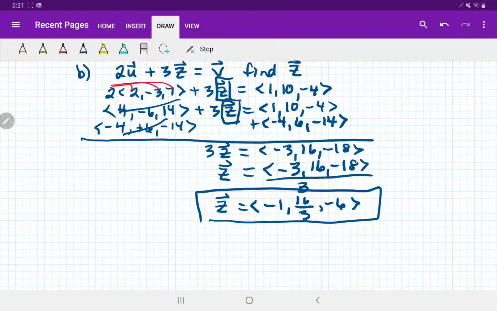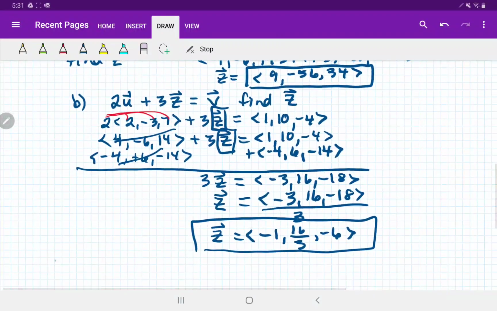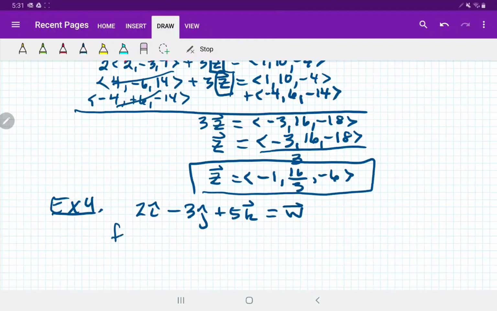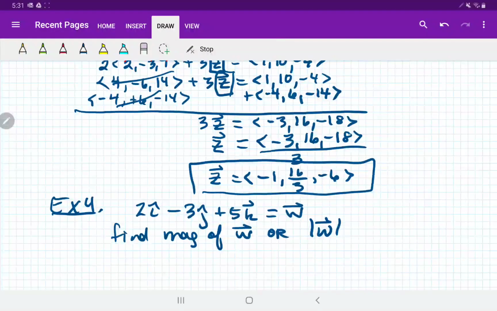Okay, magnitude of a vector in ijk form. Okay, so let's see. I wrote down a list of what you'd have to be doing in your homework. So it gave you something like 2i minus 3j plus 5k. And it said that this is equal to, say, vector w. And then it said find the magnitude of w. Or it used the notation. Remember, this is the same.